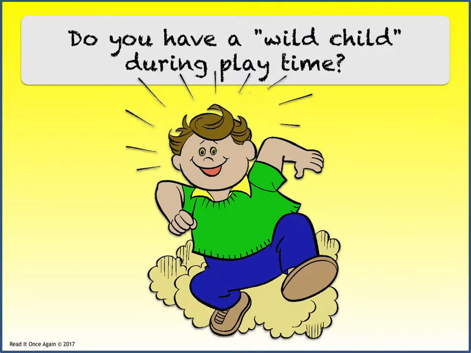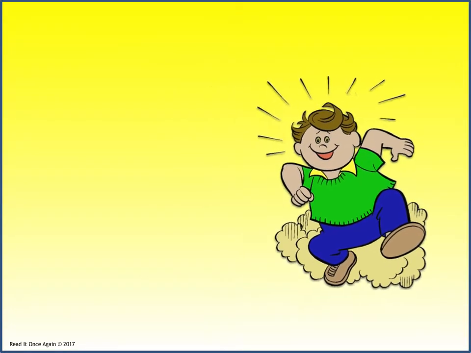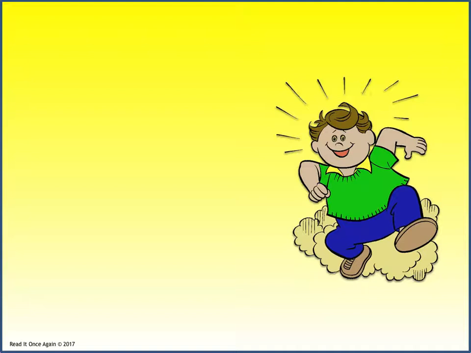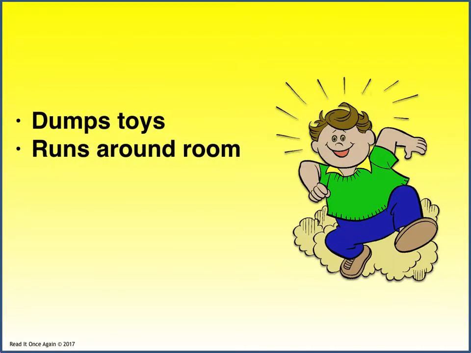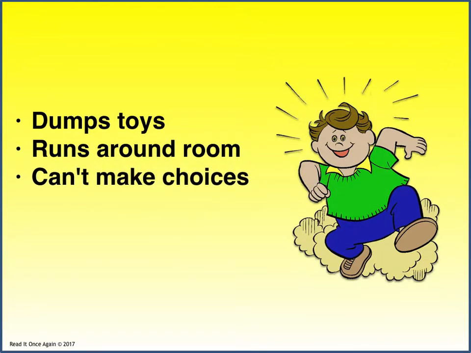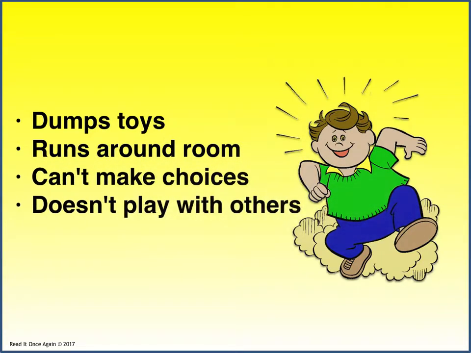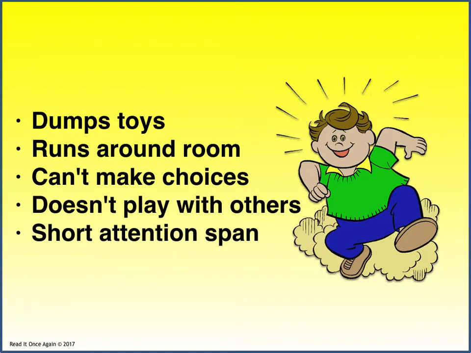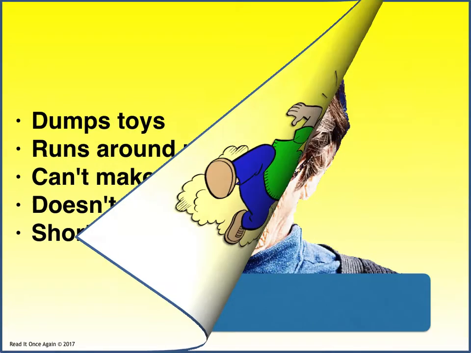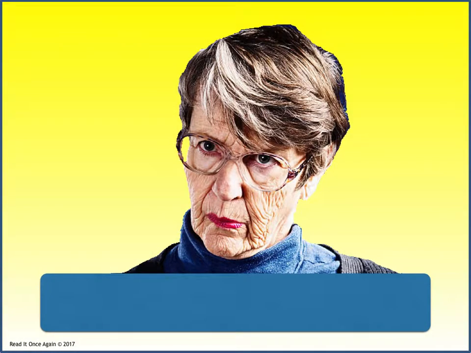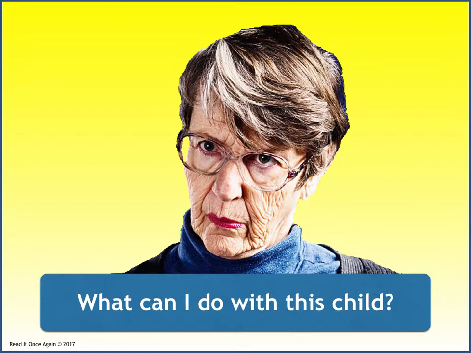Do you have a wild child during playtime? This is the child that dumps toys without playing with them, runs around the room with no purpose, can't make choices of what center he wants to play in, doesn't play well with others and often disrupts his classmates, has a very short attention span, constantly going from one toy to the next. Obviously, to Doris, this child is a troublemaker. Let's give her a few suggestions to help prevent the wild behavior.